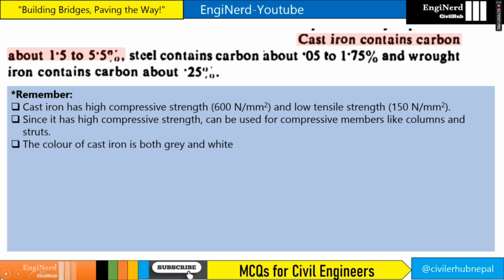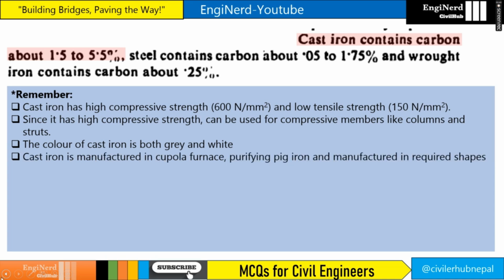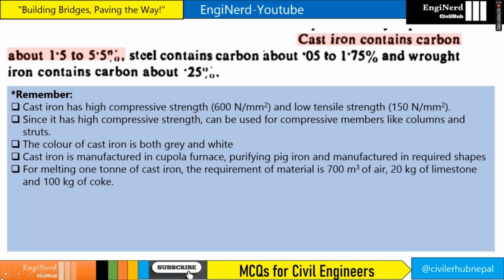So the color of cast iron is both gray and white. We have gray cast iron also, and we have white cast iron also, right? And cast iron is manufactured in a cupola furnace, purifying pig iron, and manufactured in different required shapes. And another important point is, for melting 1 ton of cast iron, the requirement of material is 700 meter cube of air, 20 kg of limestone, and 100 kg of coke. Another, cast iron cannot be magnetized. These all are important points, and these are directly asked in objective questions. You need to remember all these things.